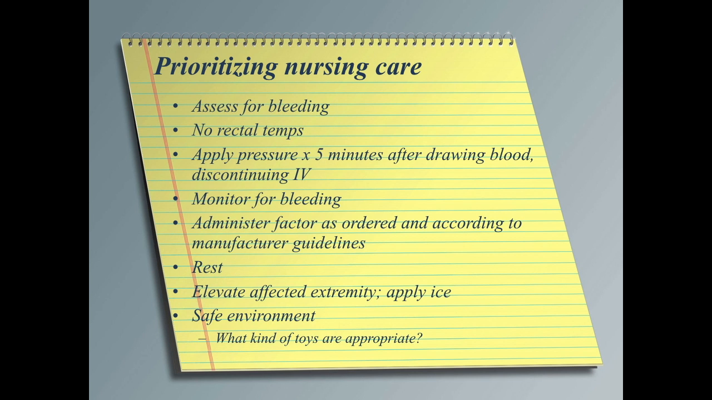Assess your patient for bleeding. We don't want to take rectal temps because we don't want to have that probe initiate a bleed. Whenever we do anything that pierces the skin to access blood, you want to apply pressure for a good 5 minutes. Monitor this child for bleeding. So look at the nose, look at the mouth. If they have a bowel movement, just peek at the stool, and then look at the skin for new onset of bruising and then bleeding into the joint.